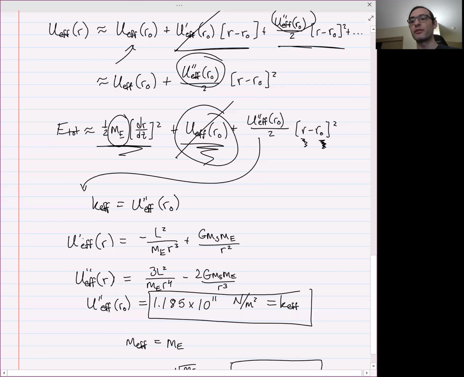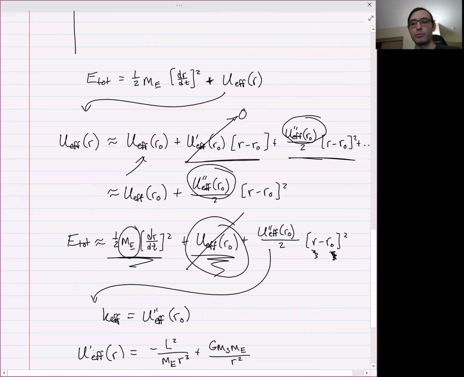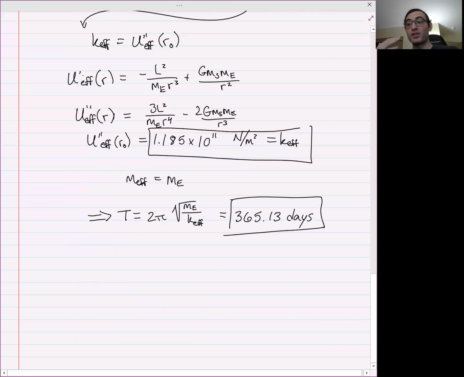From there, it's just a matter of going through this process, doing a little bit of clever manipulations, like using the effective potential and so on. And we can actually figure out how long a year is just by making an approximation and imagining that the Earth's orbit, at least the radial distance, behaves like a simple harmonic oscillator. That tells us how long a year is. It's 365 days. And we didn't need to know really anything else.